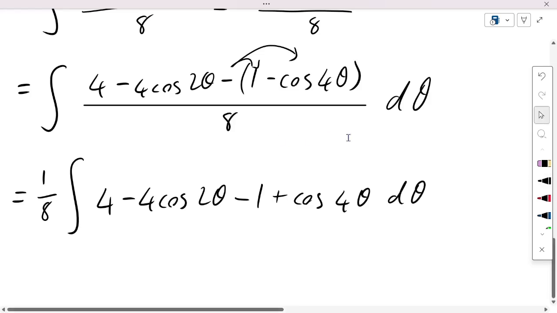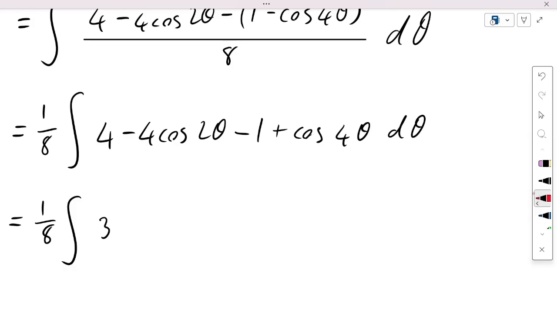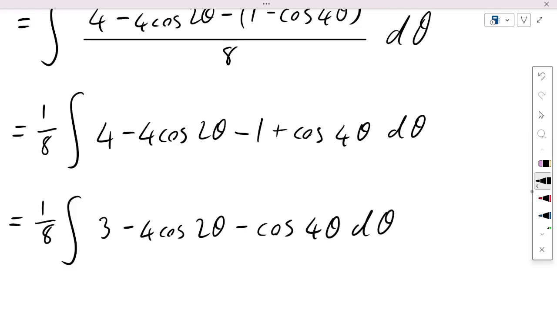Okay. And now we can just take the like terms. This is equal to 1 over 8 integral, and then we're going to have 4 minus 1, which is equal to 3. So we're going to have 3. Since we dealt with that, we need to do all the other like terms over here, but we don't really have other like terms, do we? So what we are left with is minus 4 cosine 2 theta, and then minus cosine 4 theta with respect to theta.